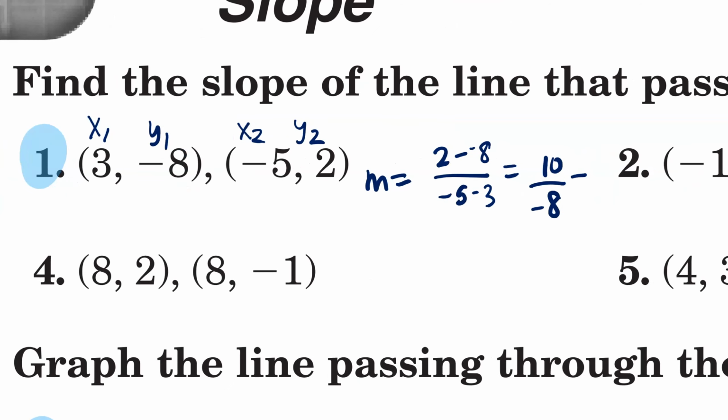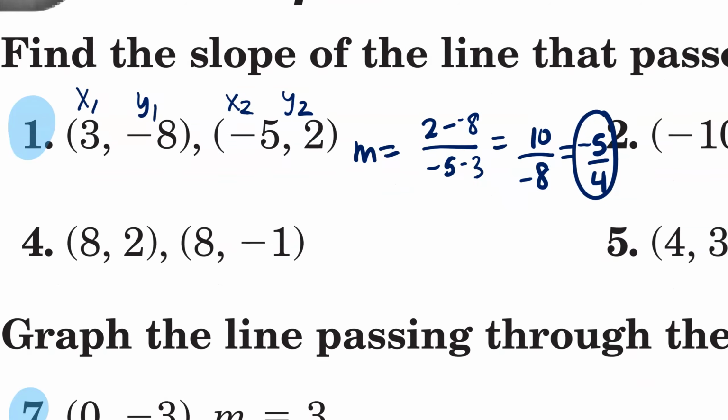So 10 over 8, can we reduce this? Yes. Negative 5 over negative... exactly. The expectation is you simplify always. I shouldn't have to say simplify because we always simplify. Always simplify, we always simplify.